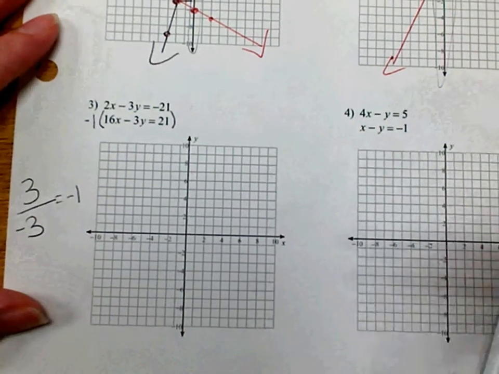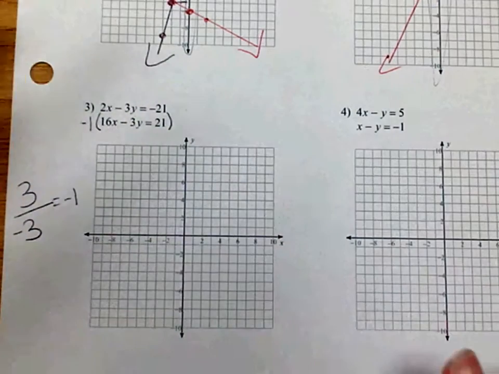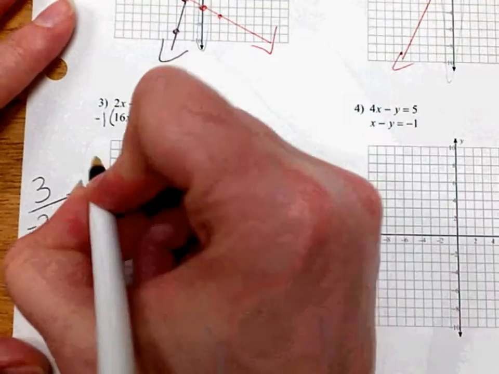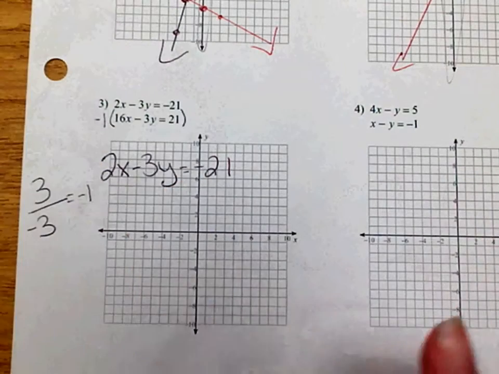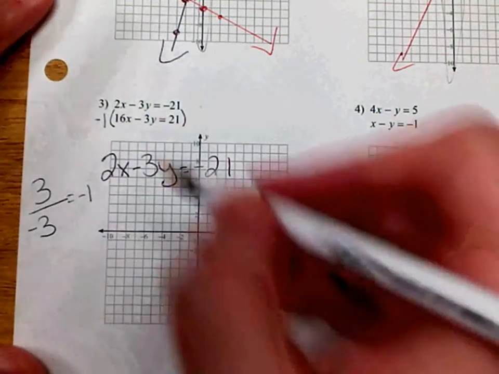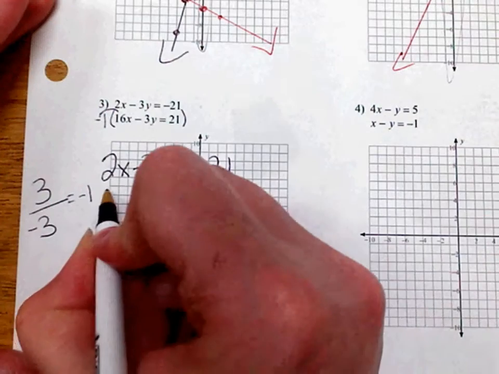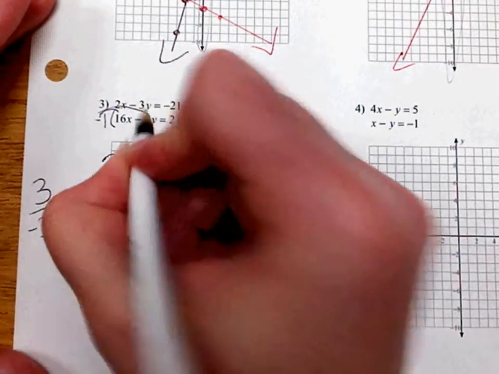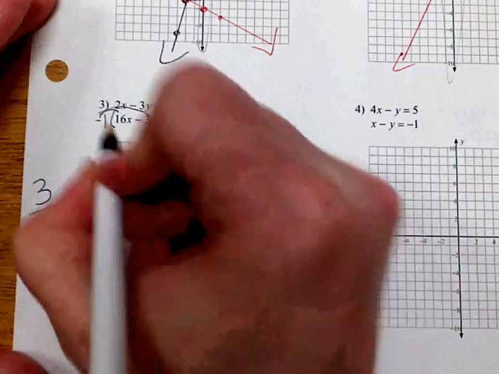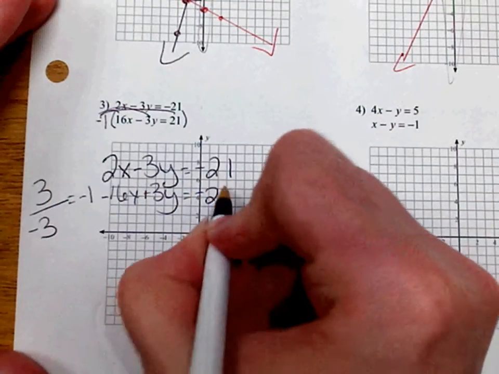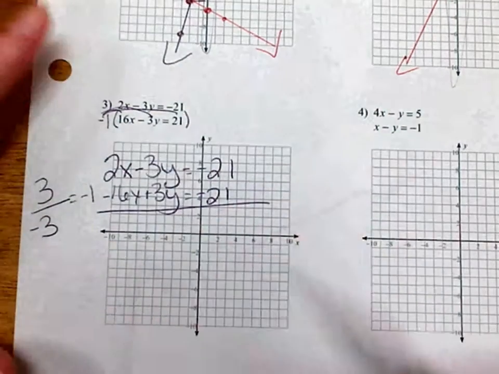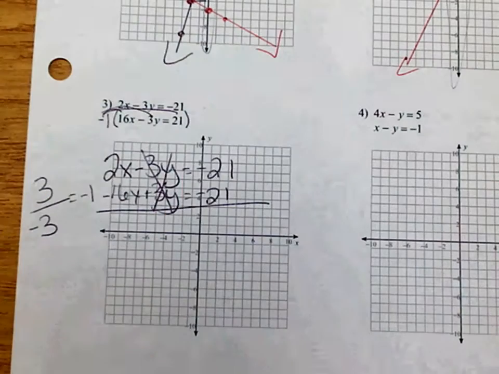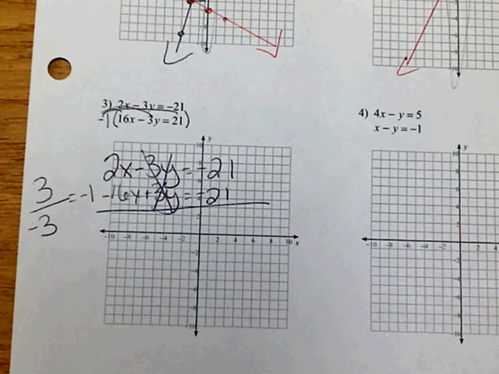If I'm not interested in the graph, you can just write right on top of it. So 2x minus 3y equals negative 21. I didn't change that equation at all. Then negative 1 times 16 is negative 16x. Negative 1 times negative 3 is a positive 3y. And negative 1 times 21 is negative 21. Now I see what crosses off. My y's now cross off, so that lets me know that I multiplied by the right thing. If it doesn't cross off, you multiplied by the wrong thing and you need to go back and relook at what you're multiplying by.